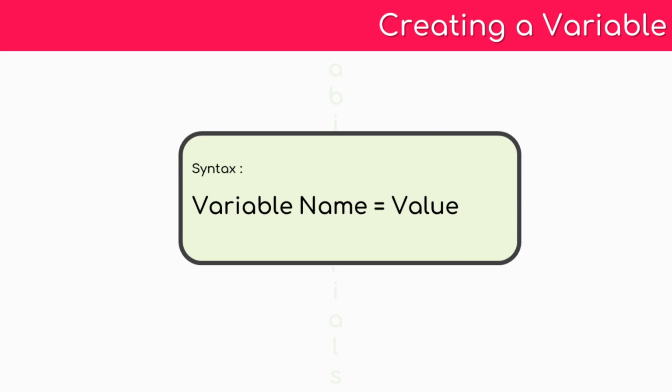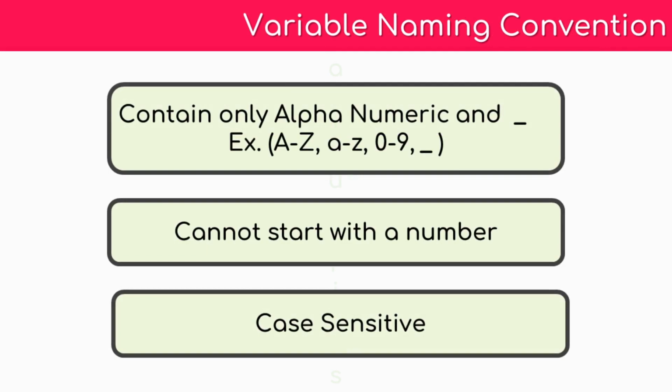The syntax for creating a variable is as given here. To create a variable, you have to give a variable name followed by an equal to operator, and after that we will have a value. There are certain rules to be followed when creating a variable in Python.